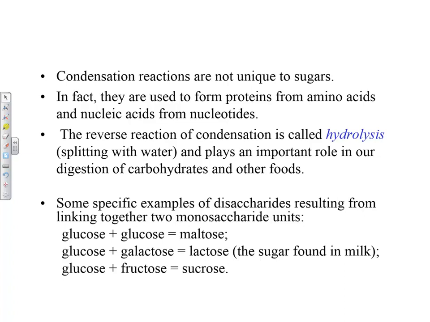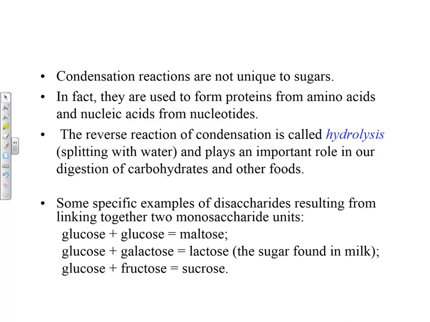Now, some specific examples of disaccharides resulting from linking together two monosaccharide units, and this list is by no means exhaustive. That's not my goal here, but just to give you an idea. For example, two glucose units can link together to produce maltose. And again, the linkage will have to be at the right location. I don't know what the location is, whether it's 3', 4', 5'. But if you open a book on biochemistry, they'll have that information. Or these days, you don't even need to open a book. You just do a Google search or go to Wikipedia, and you'll get that information.